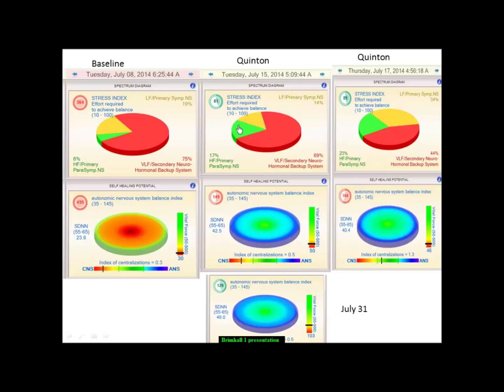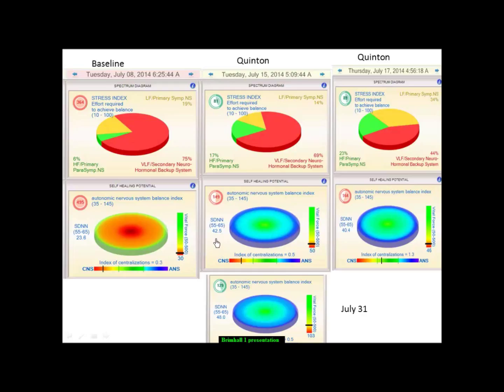And so we do the therapy on him, and we decrease the stress index from 364 to 81. So from July 8th to July 15th, that was a pretty good change. And you can see that the parasympathetic nervous system was 6%, then 17%. Now it's starting to go up. This is what we predicted using this particular therapy, this particular nutrient. And then we can also see that his vital force went from 30 to 50. So at least it's in range.